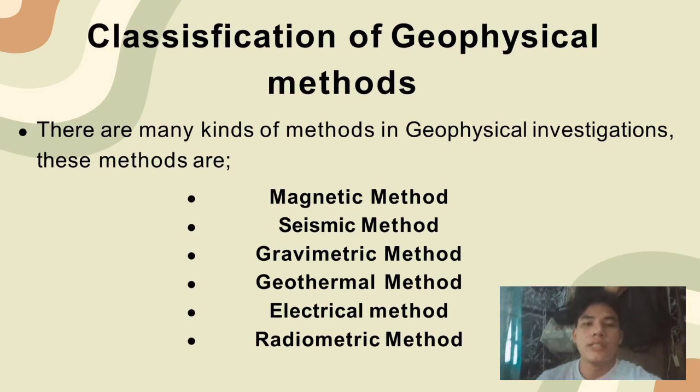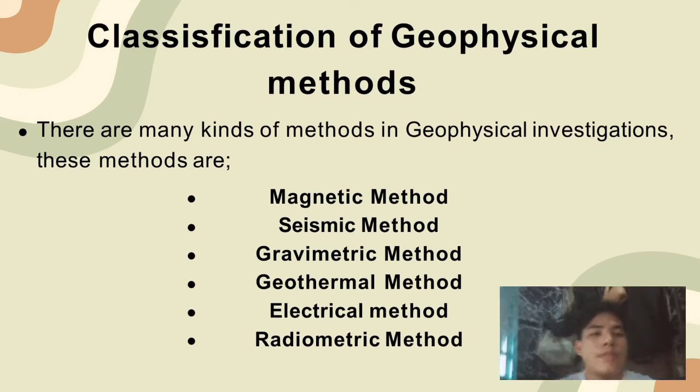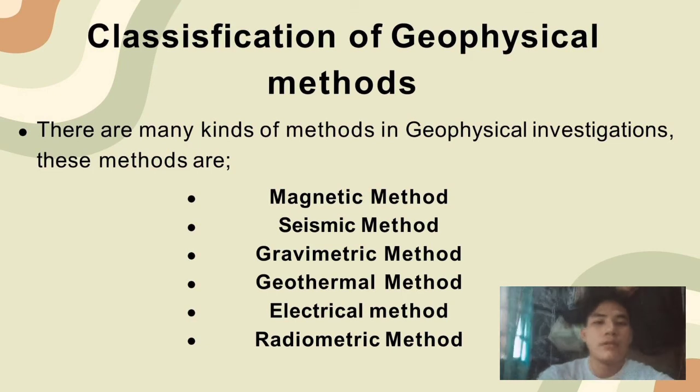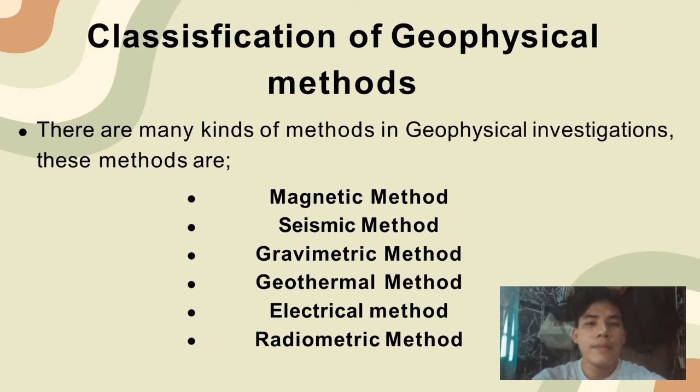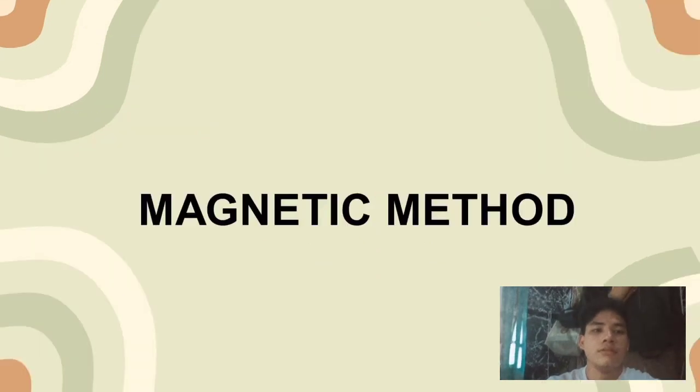Classification of geophysical methods. There are many kinds of methods in geophysical investigations. These methods are magnetic method, seismic method, gravimetric method, geothermal method, electric method, and radiometric method.